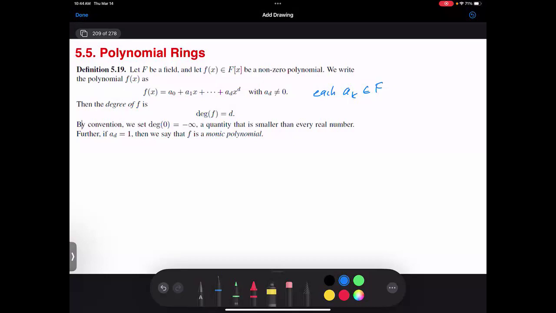What should the degree of f times g be? What's our hope? The degree of the polynomial f of x times g of x. What should that be?